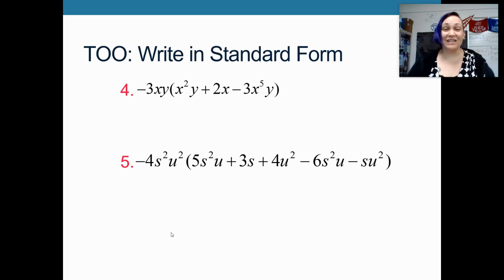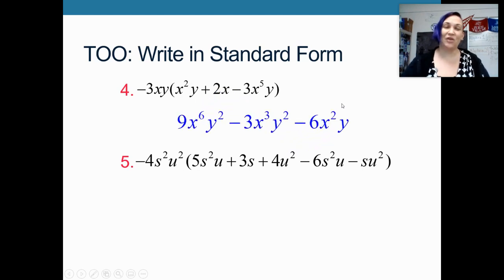All right, let's check and see how you did. So on the first one, it's very similar to the example we did. It's a monomial and a trinomial. So you should have drawn a 1 by 3 box. The first term in the trinomial is the x squared y. That's all considered one term. And then we have a 2x. And then we have the minus 3x to the fifth y. So those are our 1, 2, 3 terms.